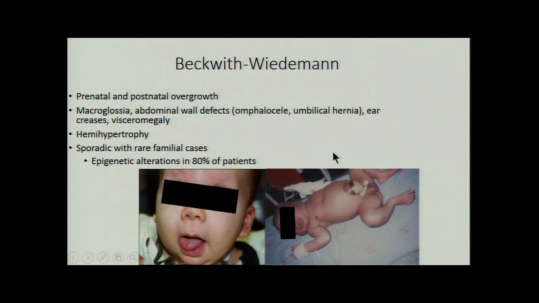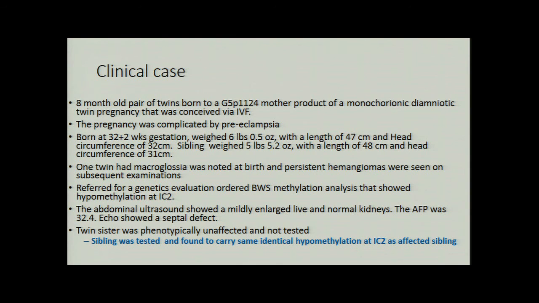And it tends to be sporadic. There are very rare familial cases, and 80% of the time it will be due to one of these imprinting or methylation epigenetic alterations, with some subsets being mutations in the genes within, or missing copies of the genes within, the 11p15 region. So just to update you, it turned out that when we saw the twins in the clinic, you would have assumed, as the other geneticists did, that the second twin, because she was unaffected, was therefore not carrying the epigenetic change that the sibling had. But it turns out that when we tested the unaffected sibling, she also carried the IC2 hypomethylation. So she was at risk of developing the same tumors that her phenotypically affected twin had.